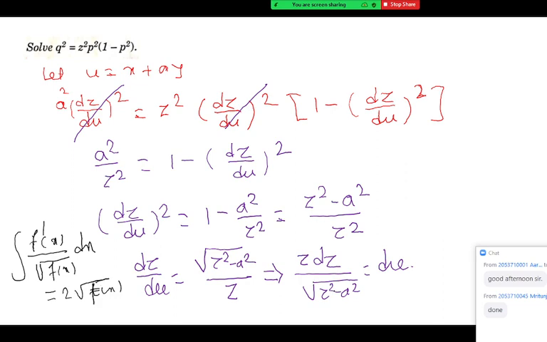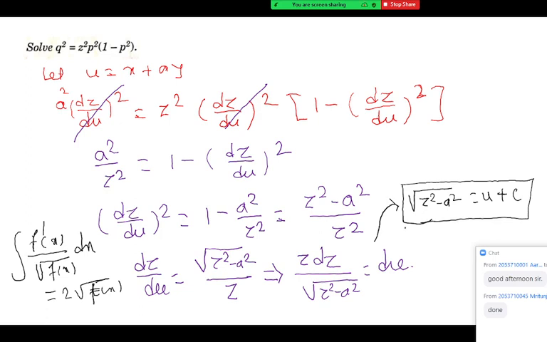So if we want this one, z square minus a square, its derivative is 2z dz. If you multiply by 2 and divide by 2, the 2 gets cancelled. So the integration is just root of z square minus a square, which is equal to u plus c. And don't forget to resubstitute the value of u here, and that's your answer.